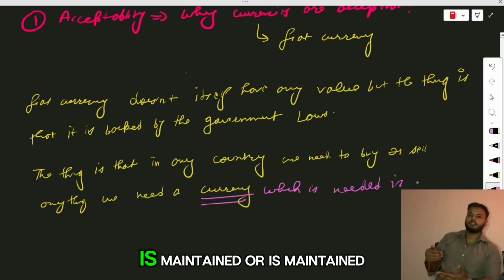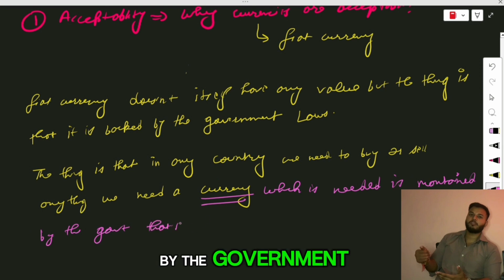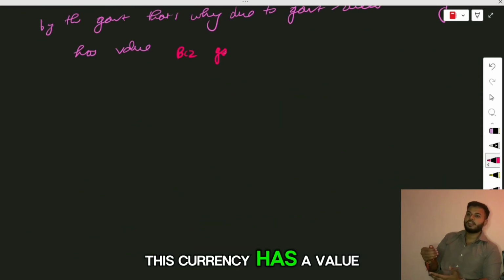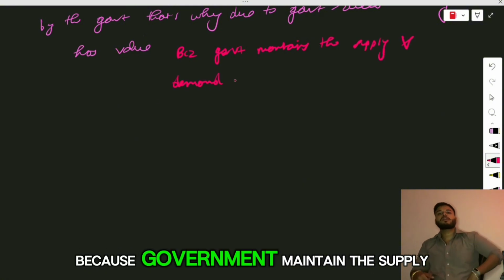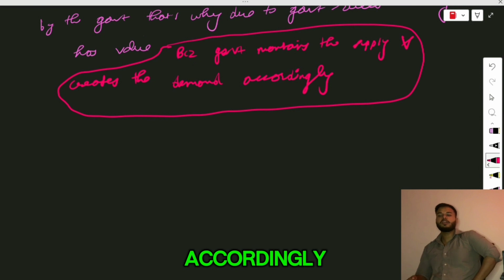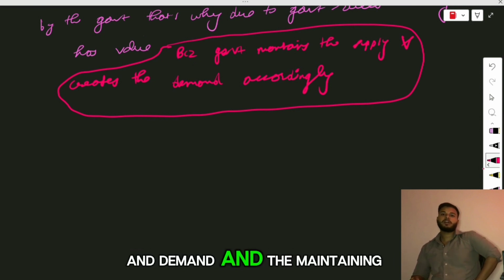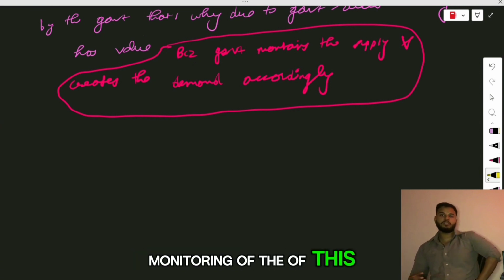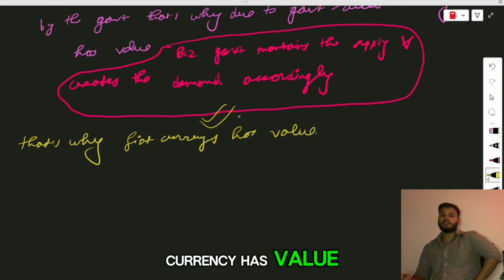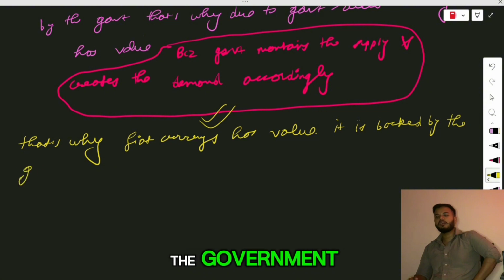That currency which is needed is maintained by the government. That's why, due to the government rules, this currency has a value, because the government maintains the supply and basically creates the demand accordingly. So it's due to the supply and demand and the monitoring of this money that this fiat currency has value, because it is backed by the government.